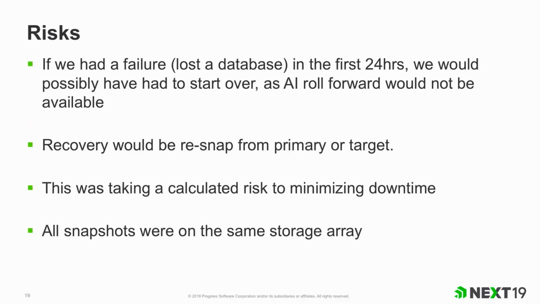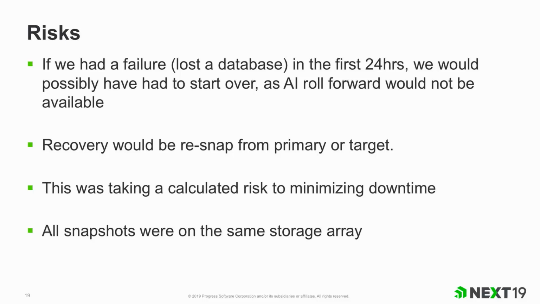So some of the risks that we looked at: what happens when bad things happen to good people. If we had a failure, we lost a database, it can happen. We hope it doesn't. That's when a lot of bad people get upset. But if it happens in the first 24 hours, because we did not do a progress backup at this point, our AIs would not be in sync. We knew this. It was a risk that we were willing to accept, because we had 2 targets up and running. The only thing that would really kill us is if our data center went up.